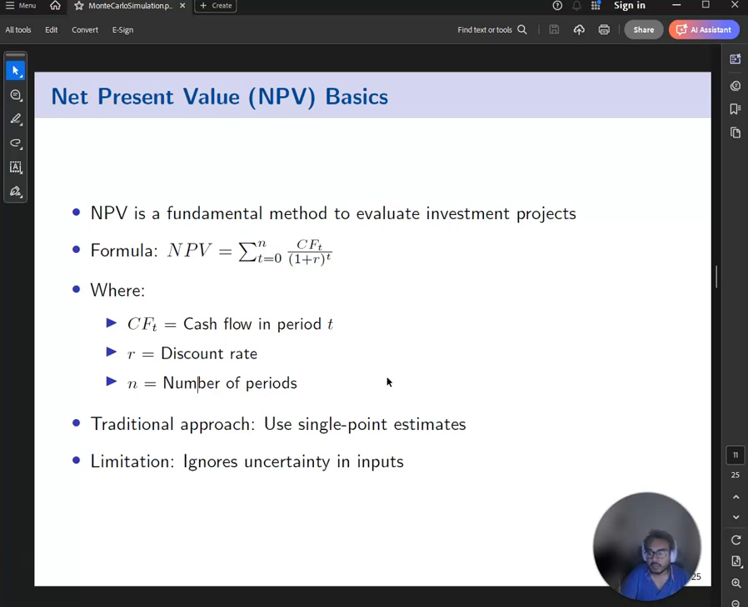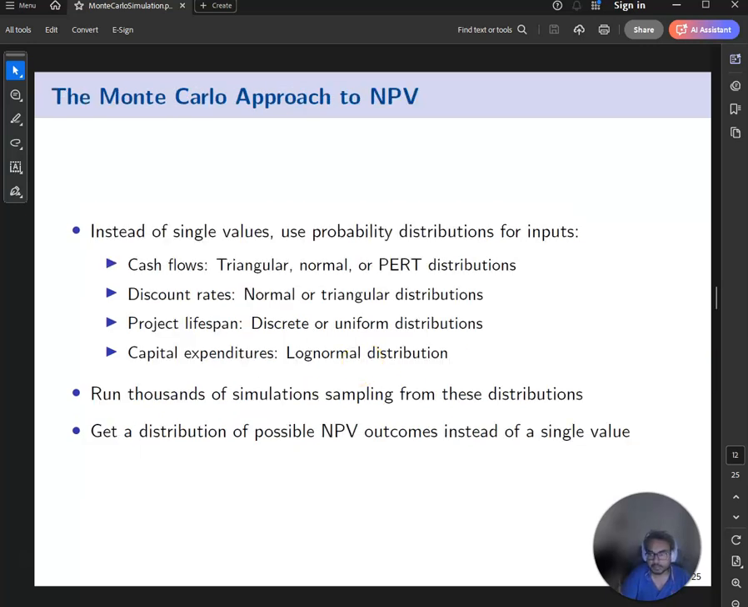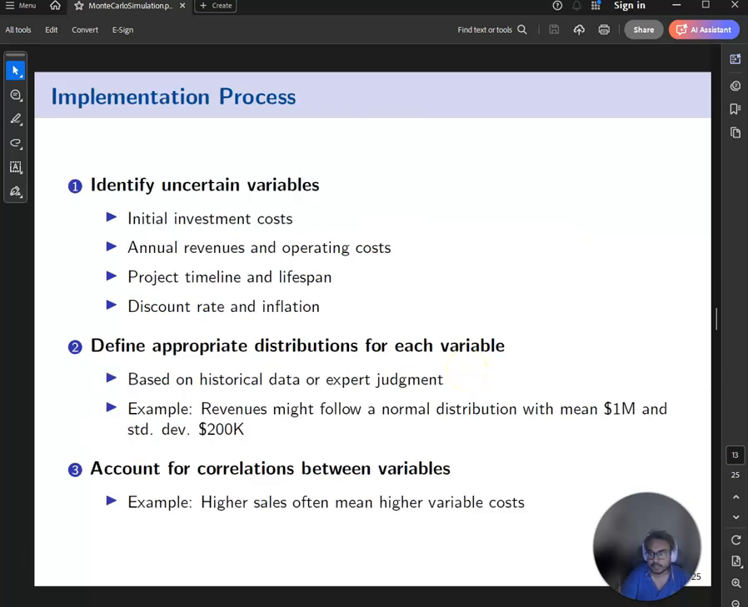This is exactly where Monte Carlo simulation adds tremendous value, and this is what we will see in the next few slides. The Monte Carlo approach transforms this NPV analysis by replacing single point estimates with probability distributions that better reflect real world uncertainty. Instead of using a single value for each input, we define probability distributions that capture the range of possible values and their likelihoods.